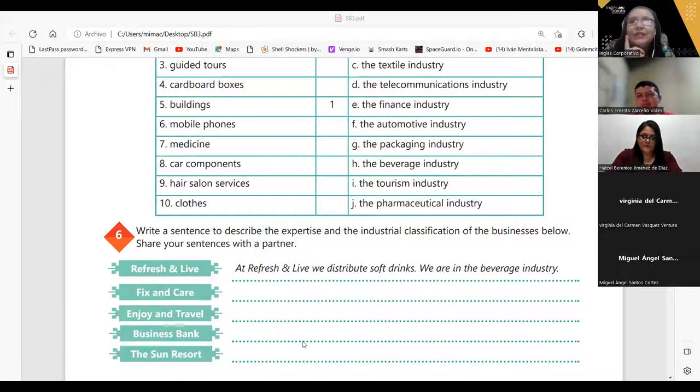Okay, listen, it's okay in the hospitality industry or in the tourism industry, because remember that game. Hotels and resorts also belong to the tourism industry. Very well, congratulations, excellent.